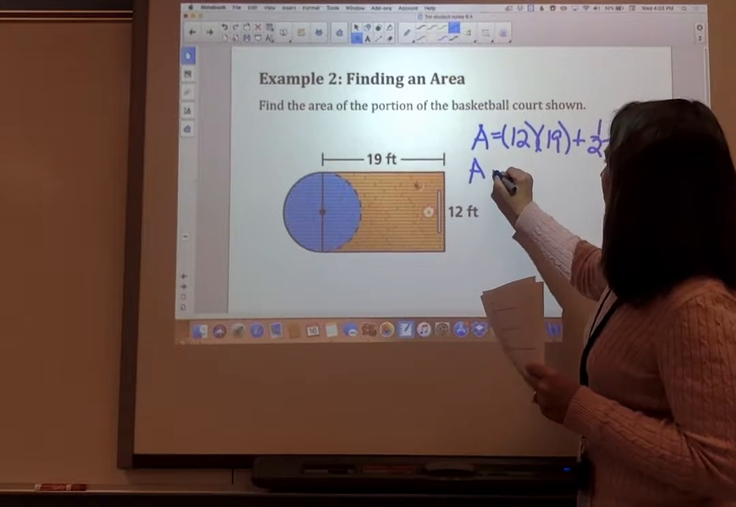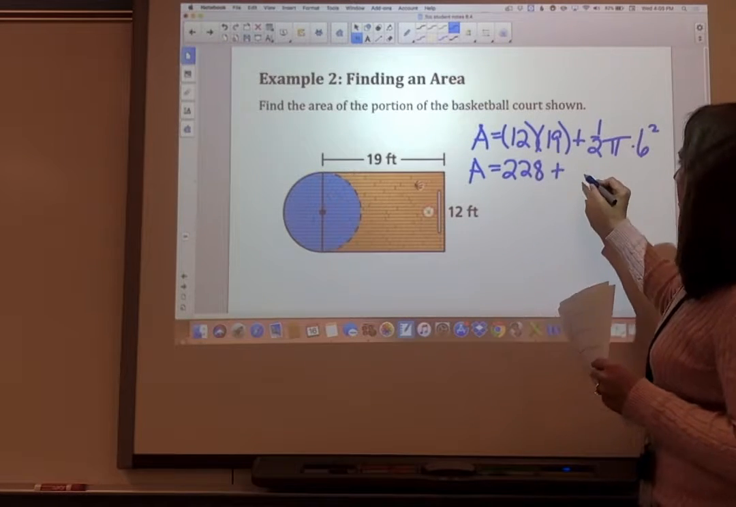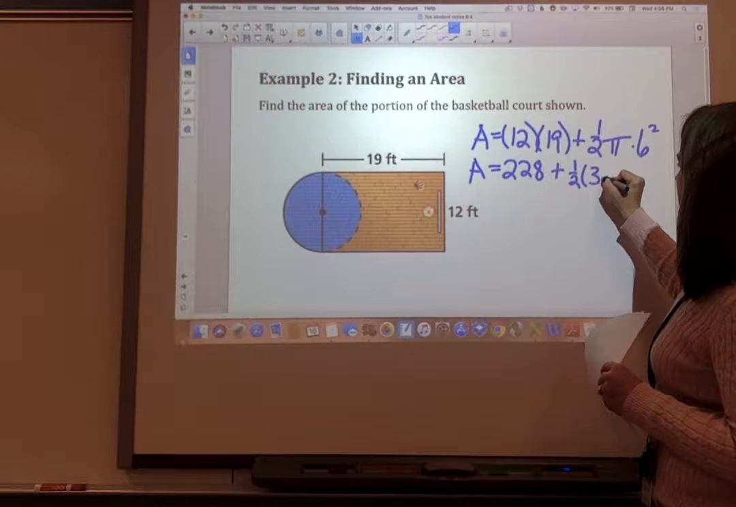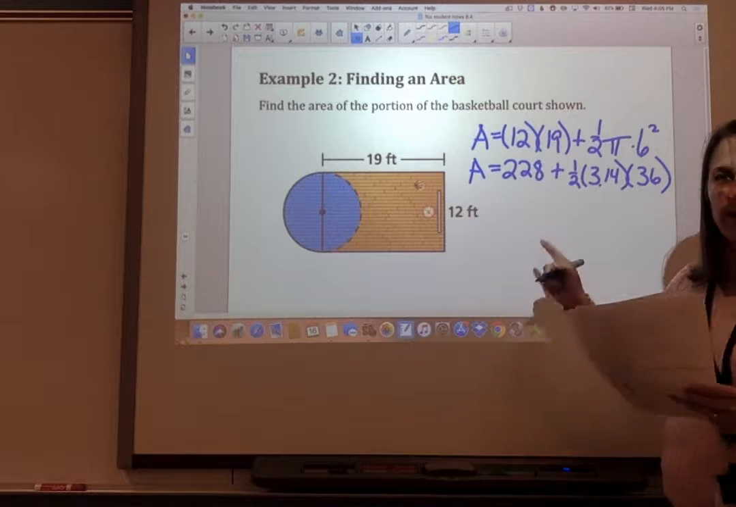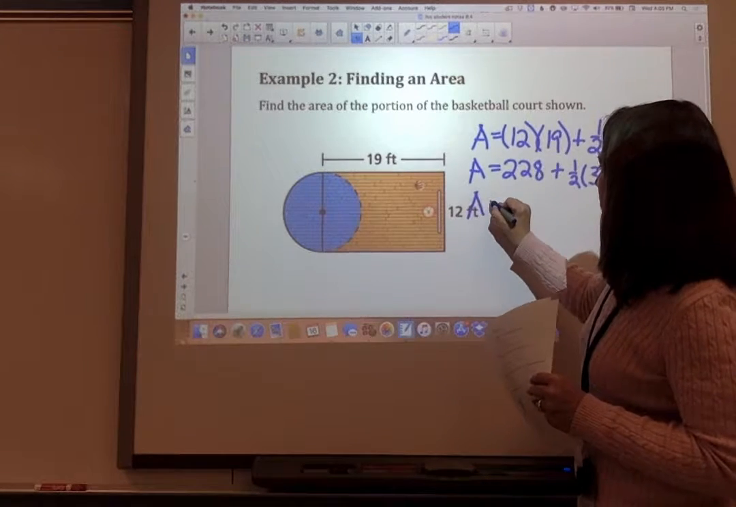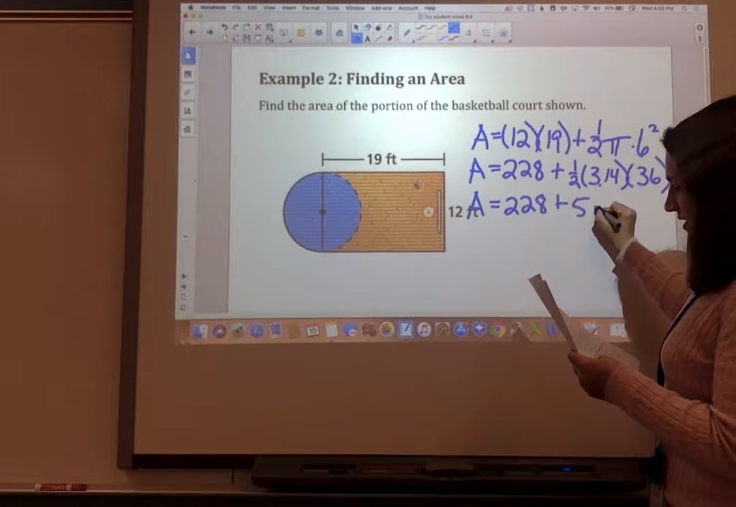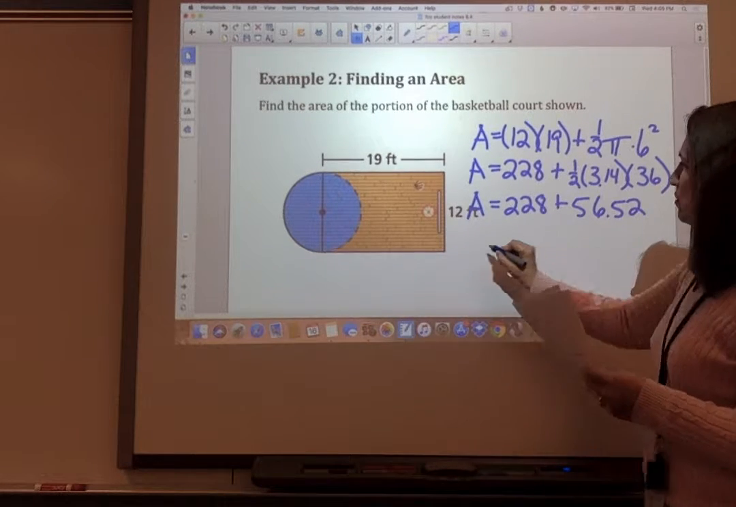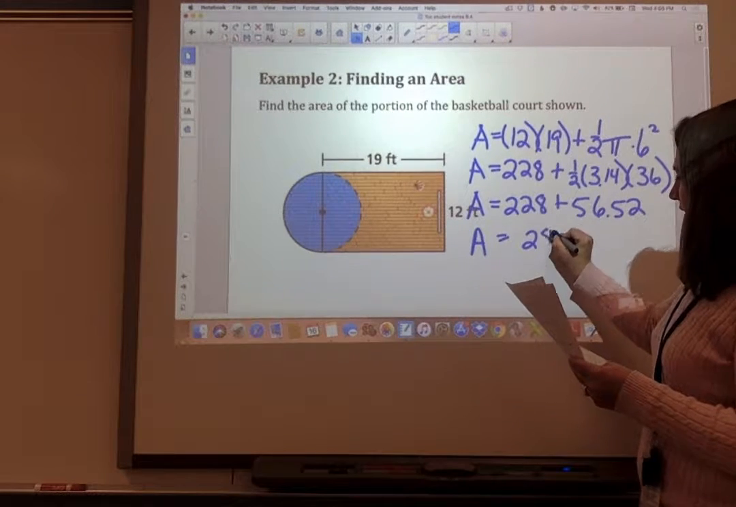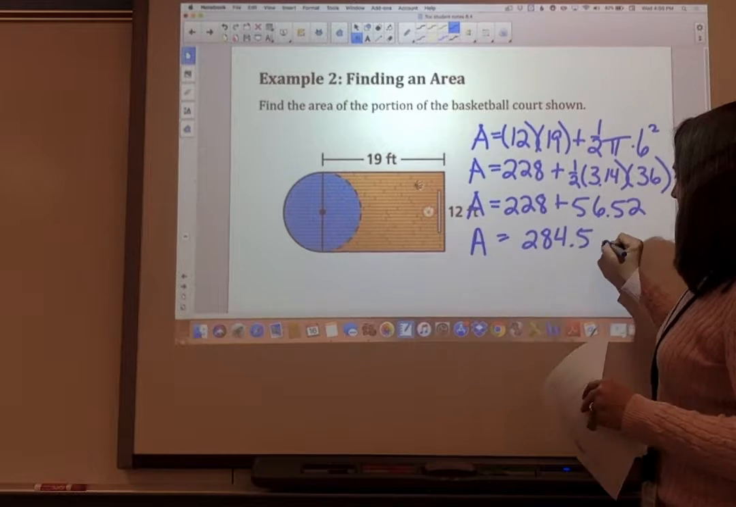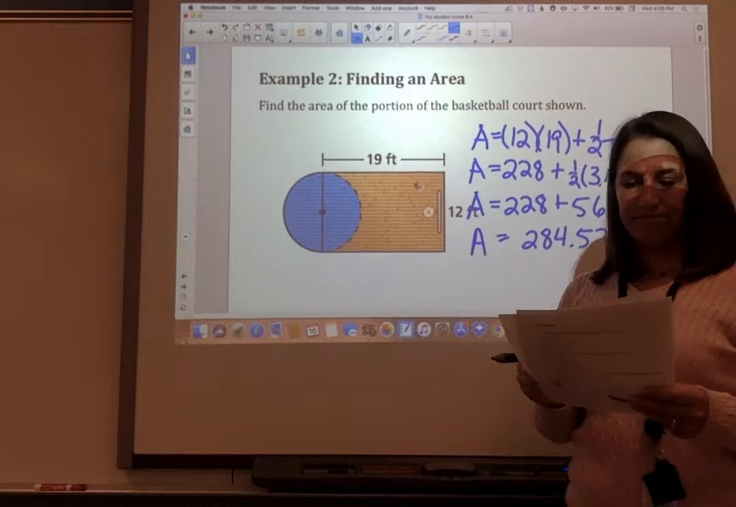So I'll go ahead and simplify this. 12 times 19 is 228 plus 1/2 times 3.14 times 36. I'll need my calculator to simplify this part. Area equals 228 plus 56.52. And we'll combine those portions to get 284.52. And my units are square feet.